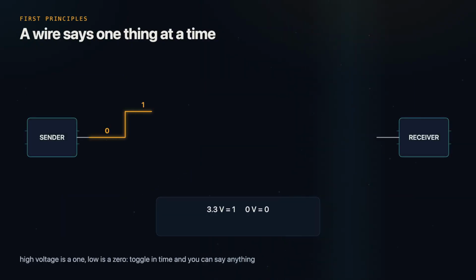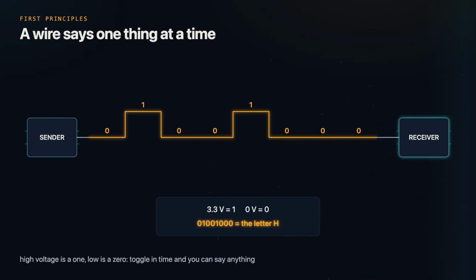Strip it down to first principles. A wire carries a voltage, and at any instant that voltage can only be one thing, high or low. Call high a 1, call low a 0. That is a bit, the smallest possible message. Now toggle the wire over time and you can spell anything. These 8 time slots spell the byte for the letter H, one wire, one bit at a time.